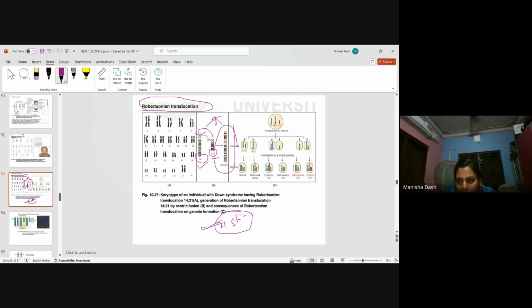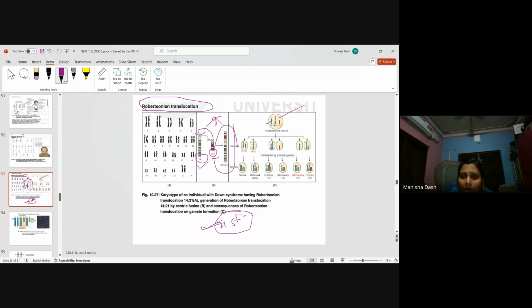I hope the picture is clear to everyone. Okay. So now, if there is a parent who is having a hybrid or Robertsonian translocated 21st chromosome like this, phenotypically this parent will be normal because it contains 2 copies of the 14 chromosome and 2 copies of the 21st chromosome. Although one of them is in a hybrid condition, still both 14 and 21 are in diploid condition.